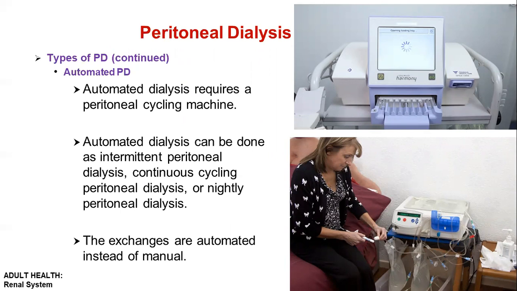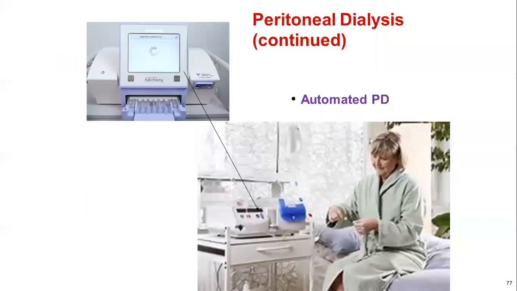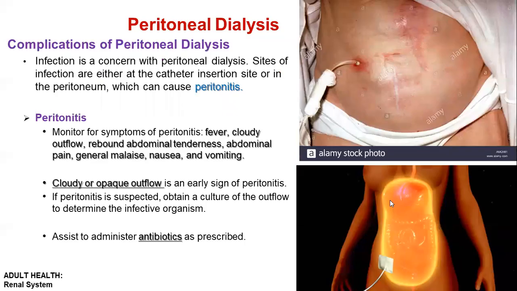Automated dialysis can be done as intermittent peritoneal dialysis, continuous cycling peritoneal dialysis, and also nightly peritoneal dialysis. So the patient can continue it and go to sleep. In this picture showing a peritoneal dialysis machine, inserted by the patient themselves. And here we are going to show some complications of peritoneal dialysis.